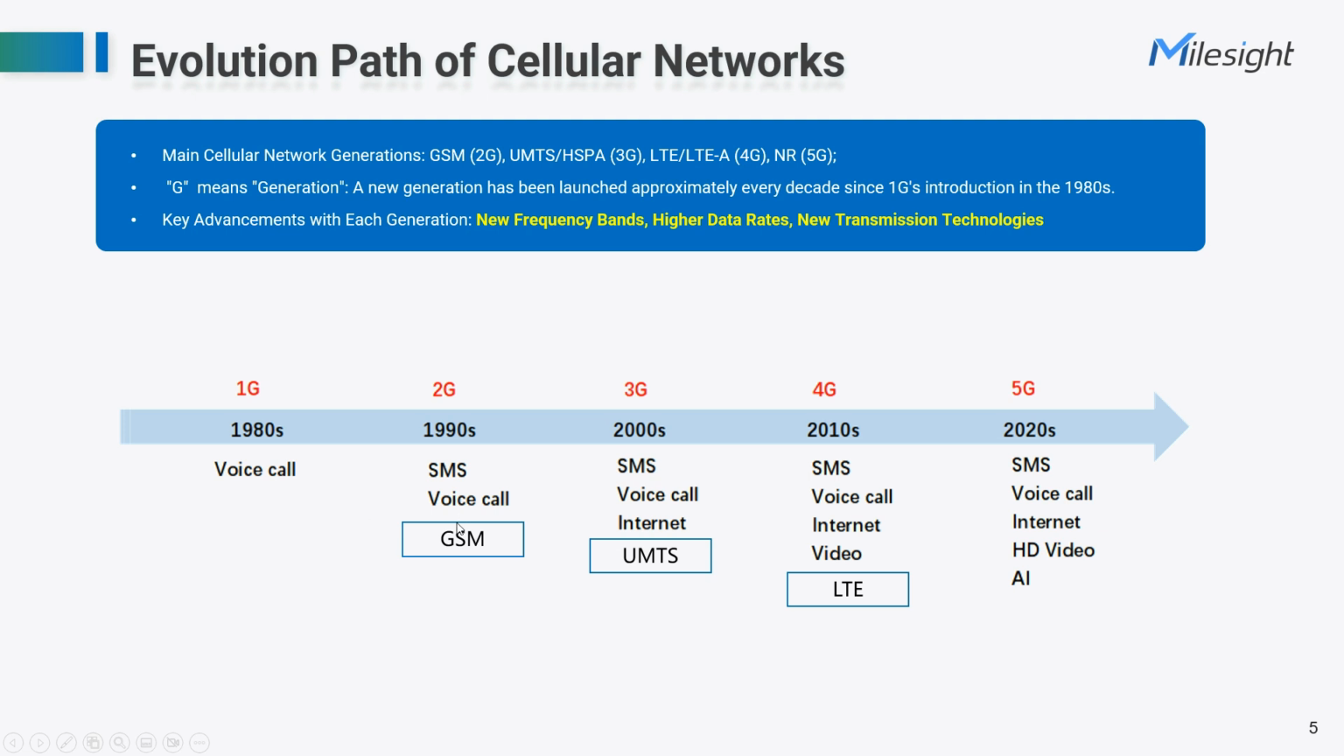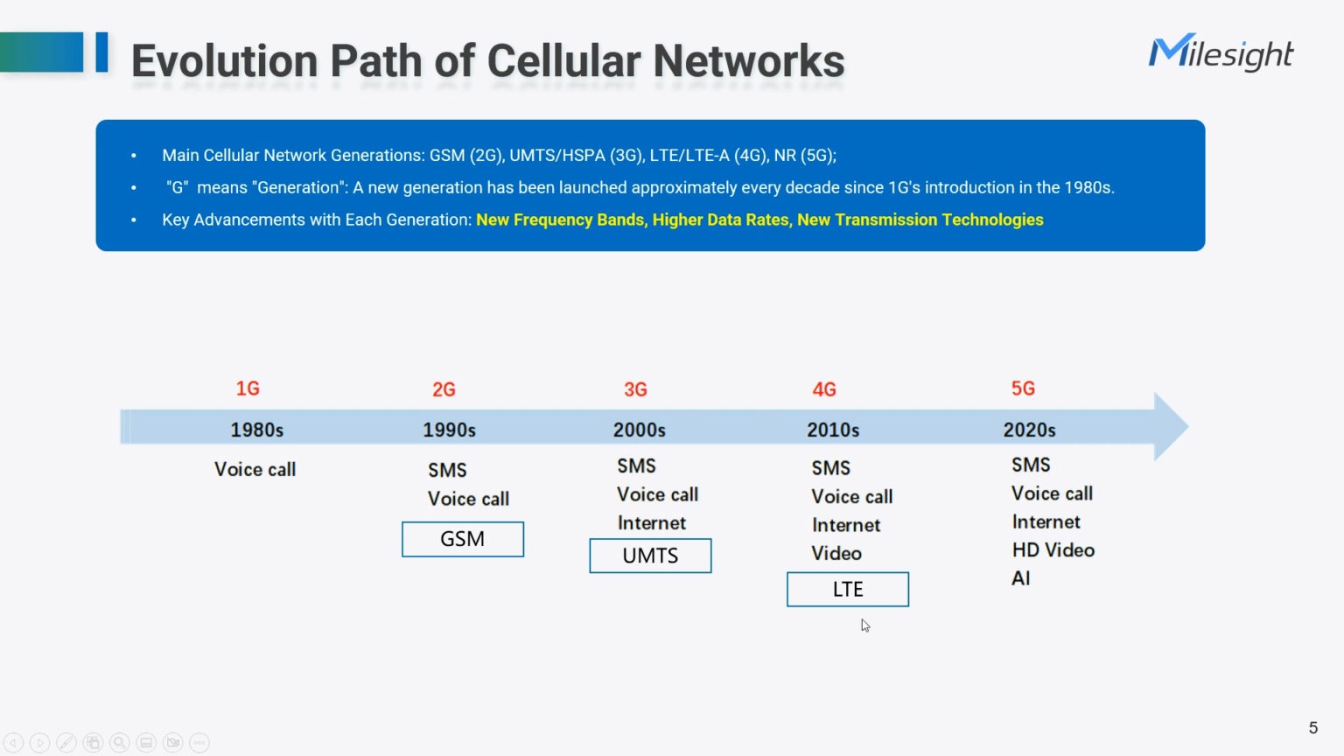Then came 2G in the 1990s, the shift to digital. It gave us better call quality and more network capacity. Plus, it introduced SMS, yes, text messaging, and very basic data transfer. GSM was the big standard here. 3G arrived in the early 2000s, bringing us into the broadband era. With higher data speeds, we could finally browse the web and stream music on our phones. UMTS was the most common 3G system.